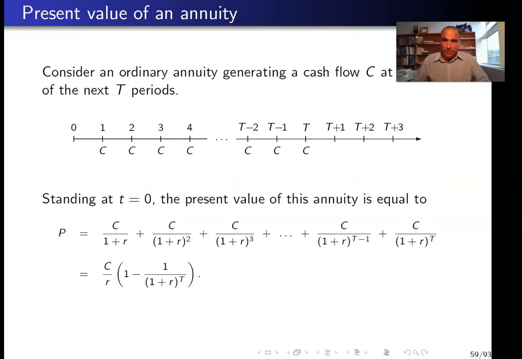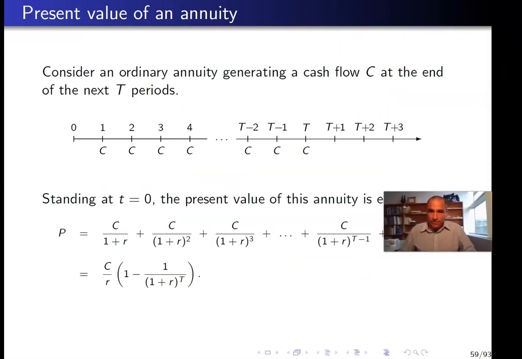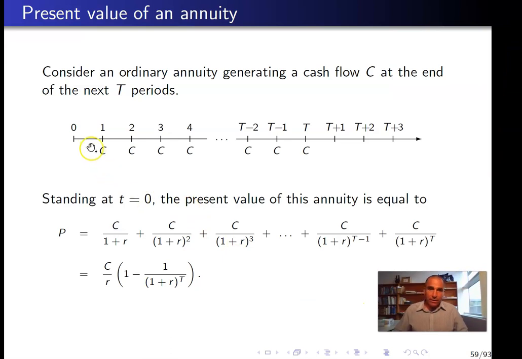Good. So when we have an ordinary annuity that makes a regular payment C at the end of the next T periods, what is the present value of this annuity? C divided by R times 1 minus 1 over (1 plus R) to the power T.